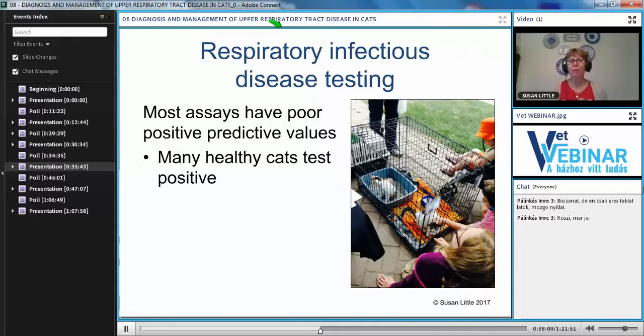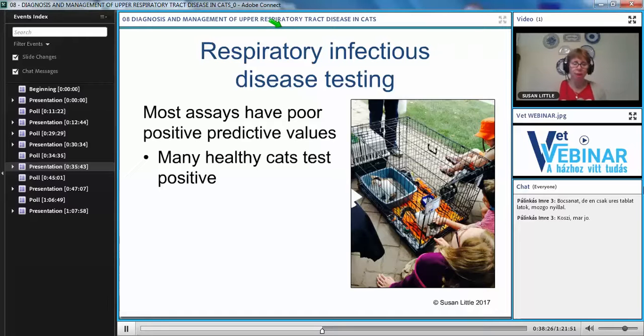Typically for pet cat homes, we're more likely just to proceed with supportive care and maybe some antimicrobials if it looks like there's a bacterial component. So in chronic disease situations or in large population situations where knowing the pathogen might be important, that's where we need to think about the assays that are available.